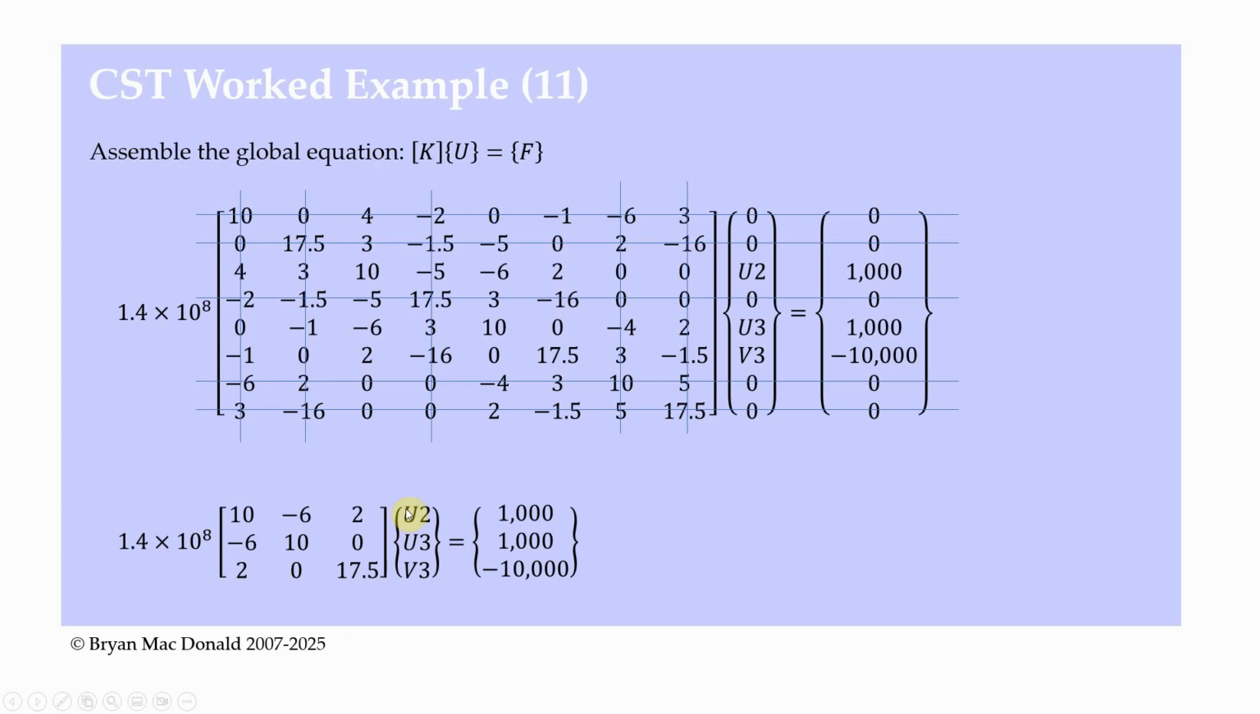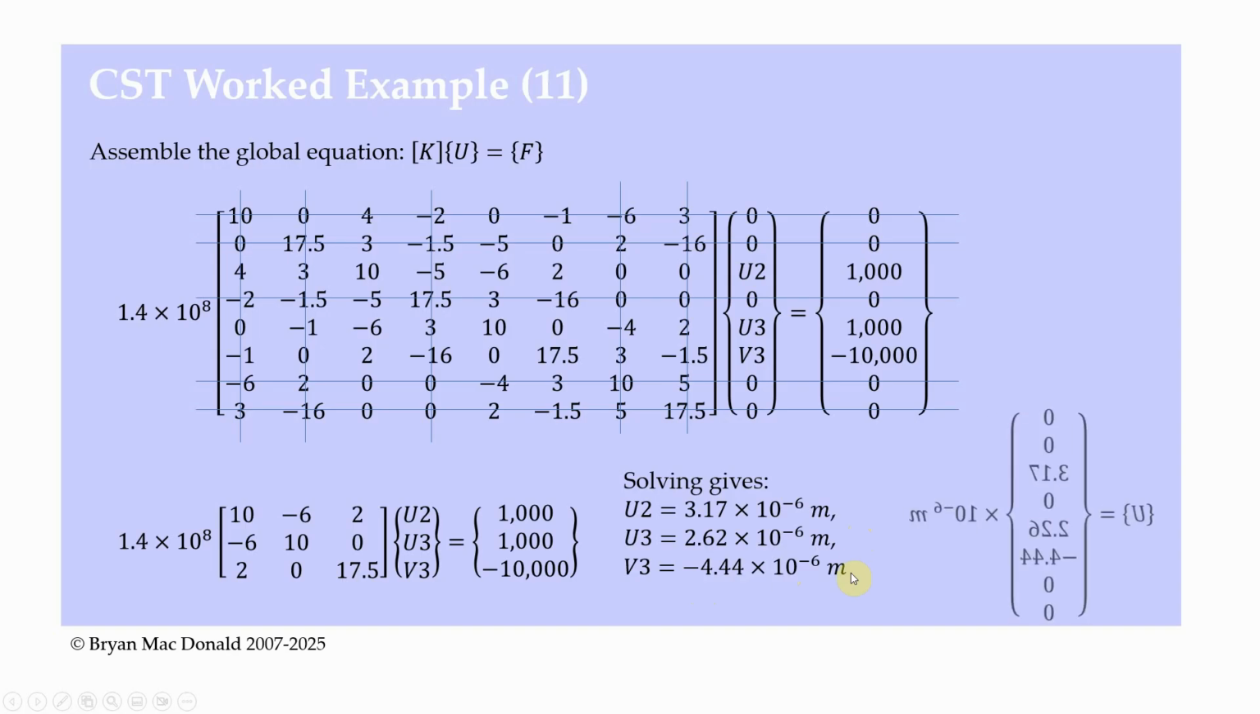I have 3 unknowns that I want to solve for. I want to find out what U2, U3, and V3 are. So solving that then gives me U2 is 3.17 by 10 to the minus 6, U3 is 2.62 by 10 to the minus 6, and V3 is minus 4.44 by 10 to the minus 6. So node 2 has moved in the positive x, node 3 has moved in the positive x, and it has moved in the negative y. Okay, so if I form my nodal displacement vector now, you will see here is my nodal displacement vector with all the known values that I've just calculated filled in.